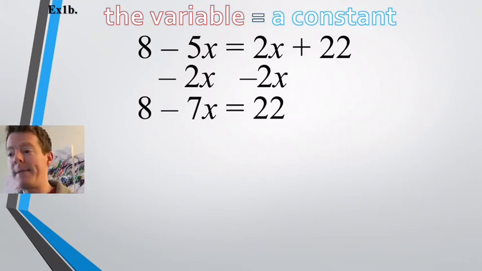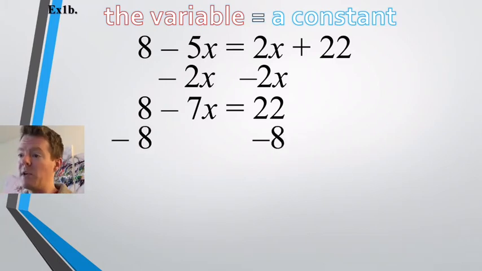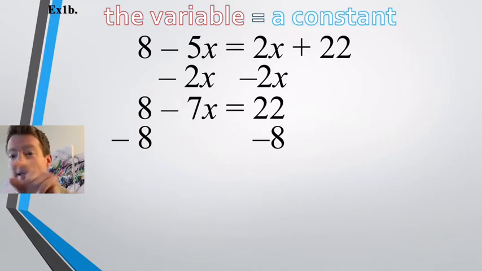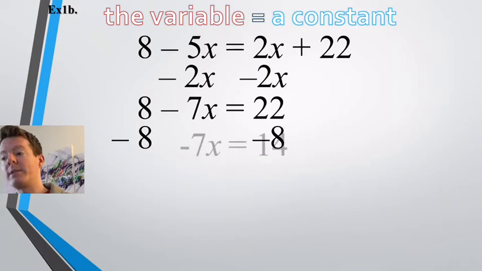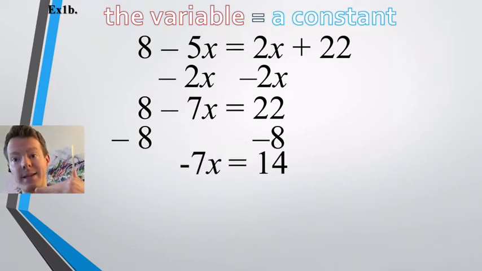Now I got to get rid of that 8. I got to take it away. Remember, even though that second term is minus, 8 is positive. The constant is positive 8. I got to take 8 away. I take 8 away from both sides. I get negative 7, because that minus stays with that negative 7.